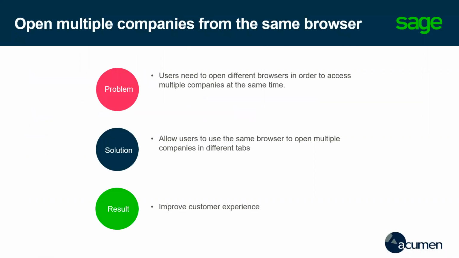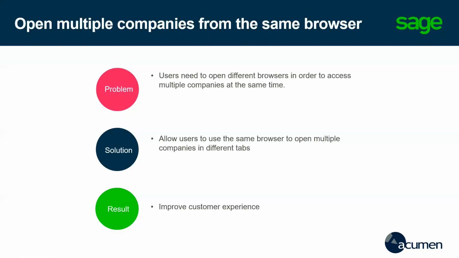So, the first one we talked about is opening multiple companies from the same browser. There is a tool out there where you're able to post requirement enhancements or things that you'd like to see in the product. And if you want to get a link to that, just let your account manager know, and we'd be happy to send you a link to that. But there was a huge bunch of posts about users wanting to open multiple companies.